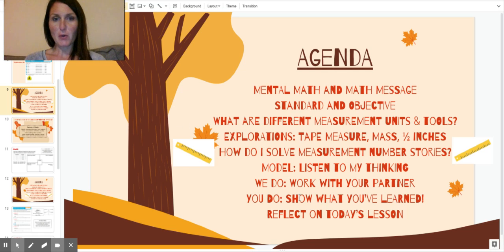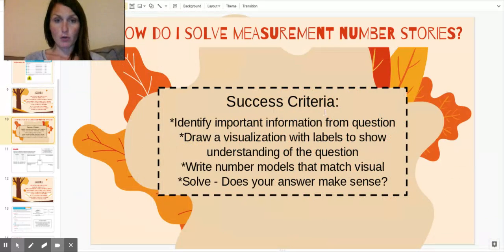All right, so I'm going to go ahead and model. Now, one thing that I want you to know is we're going to talk about how to solve these measurement number stories. But all of the number stories today are going to look a little bit different. So we're going to use the same criteria that we use when solving any number story. This time it's just going to have a little bit of measurement involved.